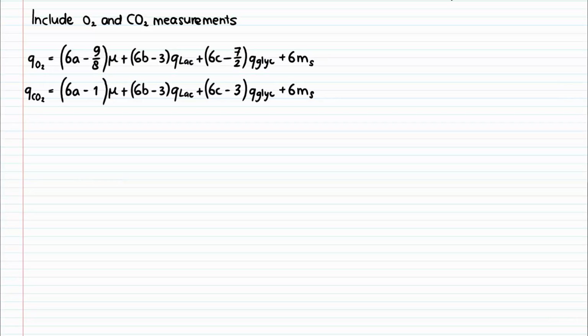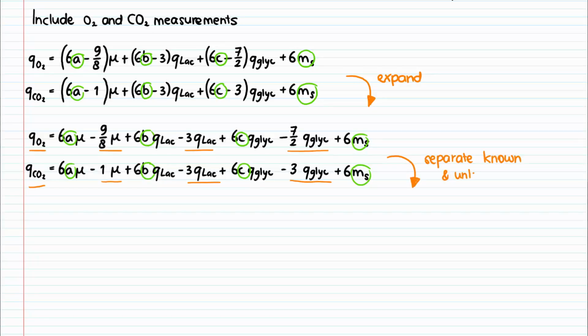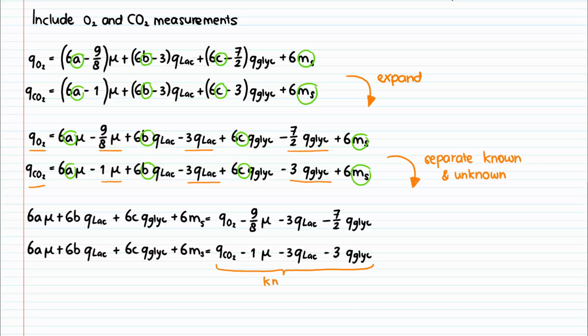So, question C asks us to take into account the oxygen and carbon dioxide measurements to get a more accurate estimation of the Herbert Pirt parameters. We can include the oxygen and carbon dioxide measurements by expanding the matrix system. In the exercise, the relations between QO2 and QCO2 and the Herbert Pirt parameters were derived from the metabolic stoichiometry. We can recognize our unknowns in these relations. Let's start by expanding these relations. We can now separate the knowns and unknowns. We will separate the knowns on the right-hand side of the equation and the unknowns on the left-hand side.